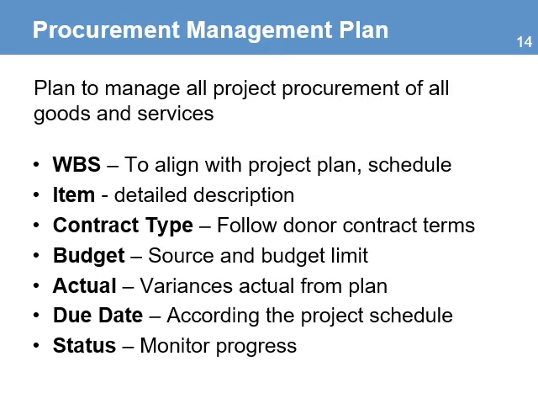It includes a detailed description of the items to procure, the type of contract, which includes the contract terms set by the donor for some types of purchases, and information about the budget, which includes how much money has been assigned for purchasing. The plan also includes information to track variances from the planned cost to the actual cost. This helps track budget variances. The plan includes the due date when the goods or services are needed at the project site, and that reflects the need to align with the project schedule. Finally, there is information to keep track of the general status to monitor progress.